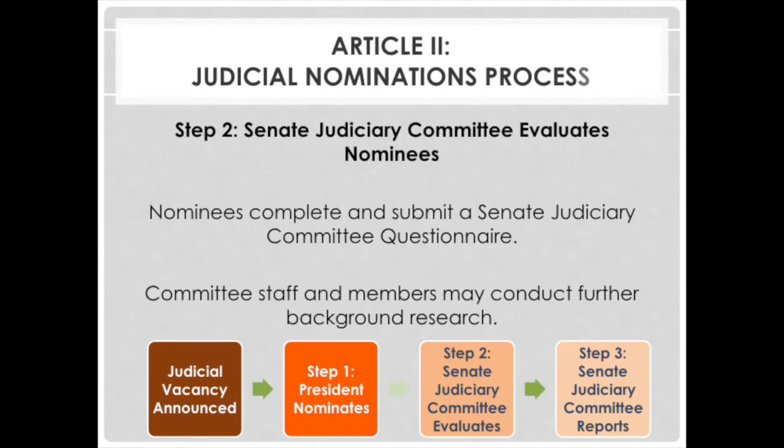So the next step of the process is the Senate Judiciary Committee evaluation. They evaluate nominees because it is within their jurisdiction to do so. Nominees typically complete and submit what's called a Senate Judiciary Committee questionnaire that has a number of questions that look very similar to a resume, and includes things such as past employment, important cases that he or she, the nominee, has tried before, and a little bit about the process, as well as going through some other background vetting. Then the Senate Judiciary Committee staff and members might conduct some further background research in order to reach any conclusions that they might, or to do any further investigation on that particular nominee.